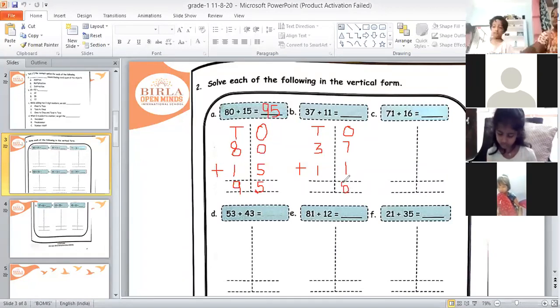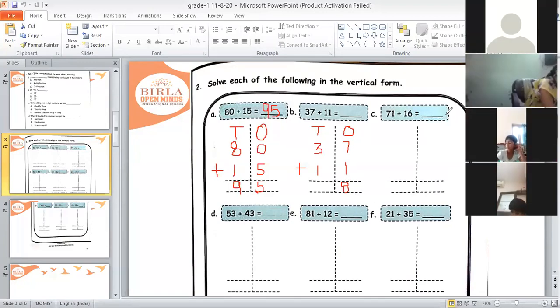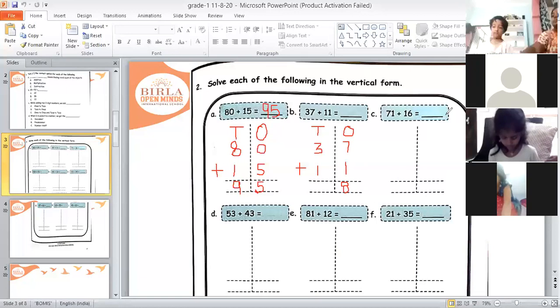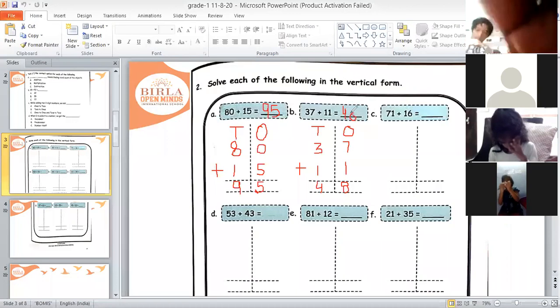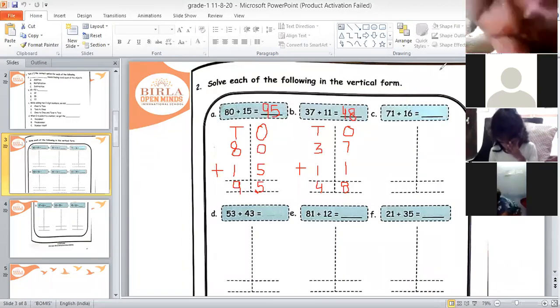And 3 plus 1 how much, Brinda? After 3 count 1. Yes, I'm waiting. 4. Yeah, that's the correct answer. Children, 3 plus 1 is 4. So we will write 4 here in tens place. Very good, Brinda. So the answer is 48, and we have to write this answer in this blank space also. So we are writing here 48. That's the correct answer.